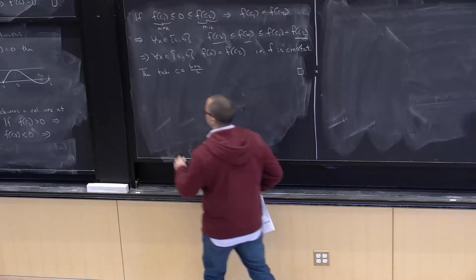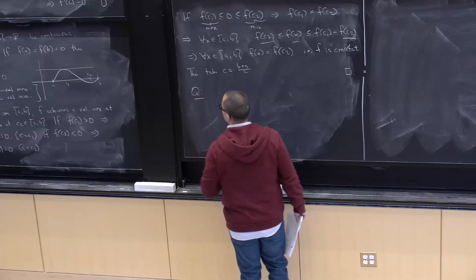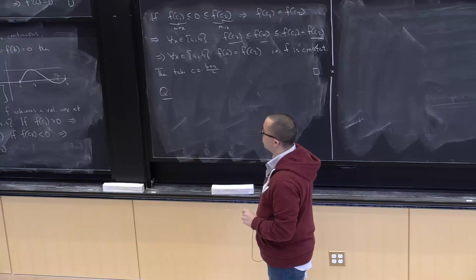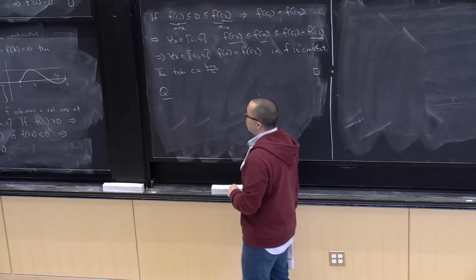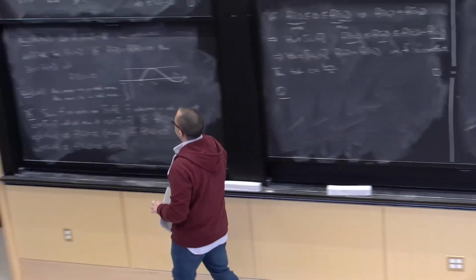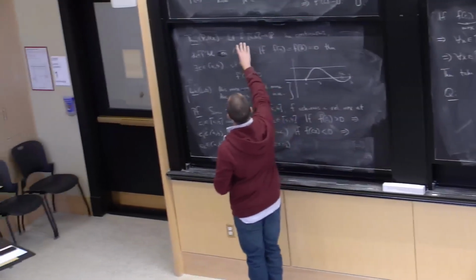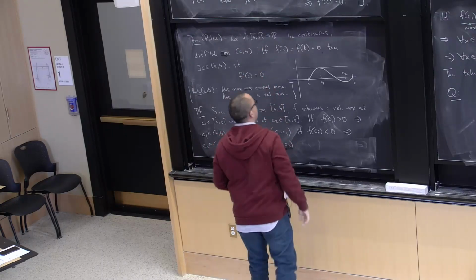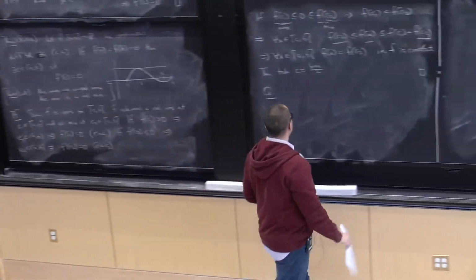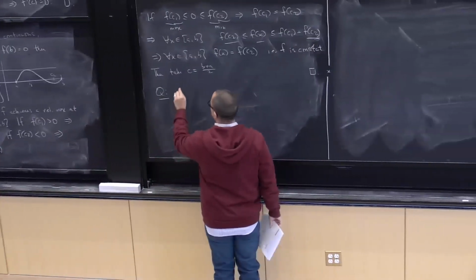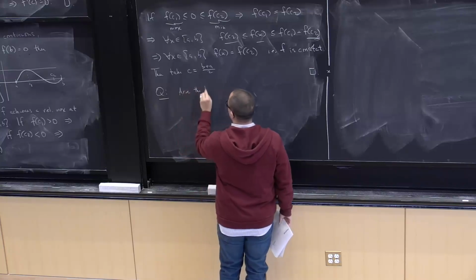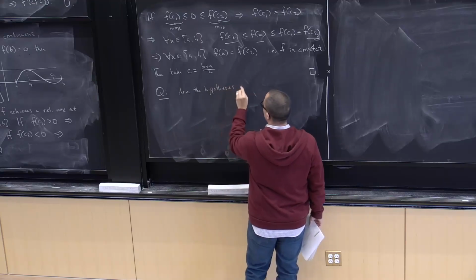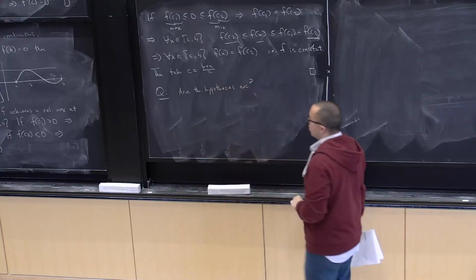Now, again, when we see a theorem, we should pick it apart a little bit to see what's necessary, what's not. We had these two hypotheses coming in, that the function is continuous and differentiable on this open interval AB. Are these necessary?